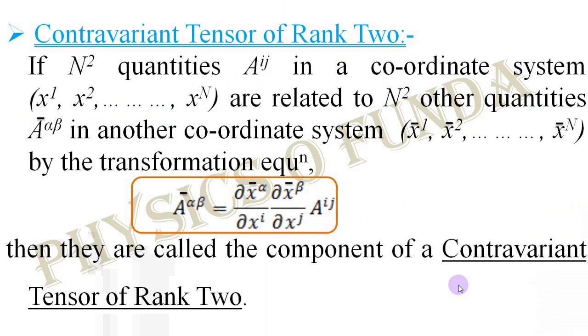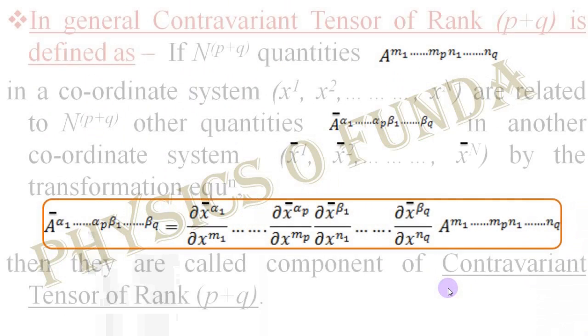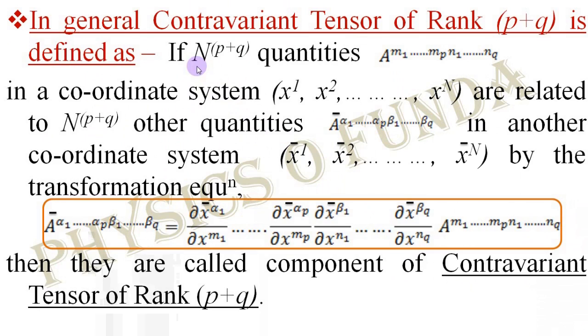We can generalize this concept up to a contravariant tensor of rank p plus q. How do we define that? We have to consider n to the power p plus q quantities like this. Here all the indices are superfix. Now these quantities in an unbarred coordinate system are related to n to the power p plus q other quantities a bar^α1...αp, β1...βq, all of whose indices are denoted as superfix, in another coordinate system which is the barred coordinate system, by the given transformation equation as we saw on the screen. Then those are called components of a contravariant tensor of rank p plus q. This is the generalized definition of a contravariant tensor of any rank.